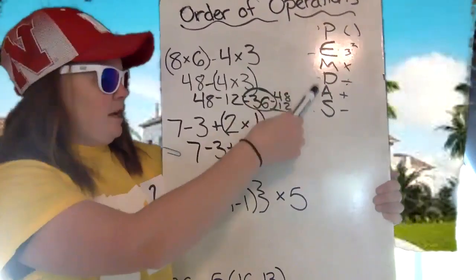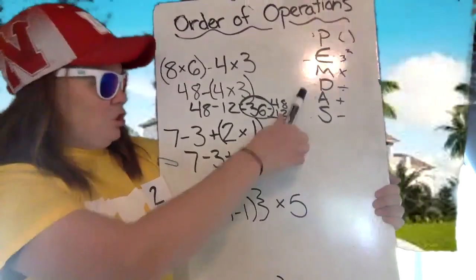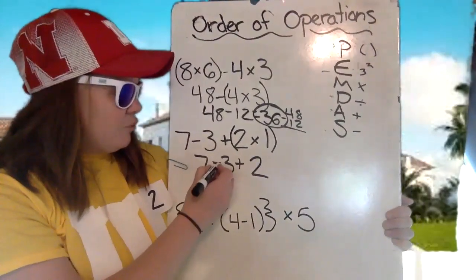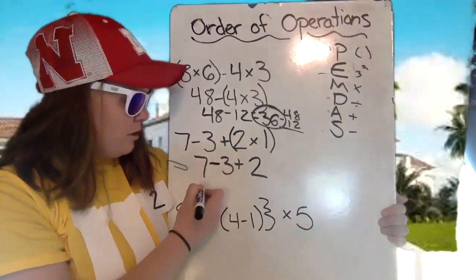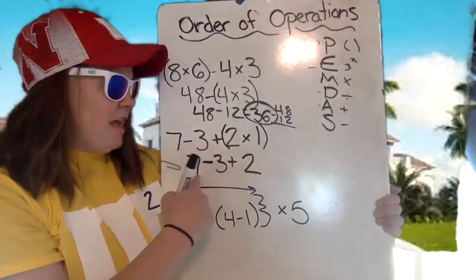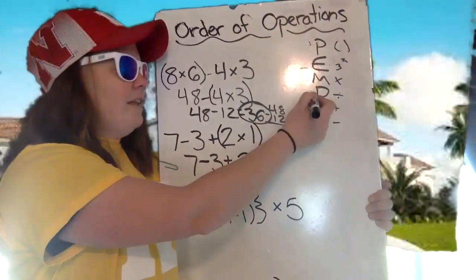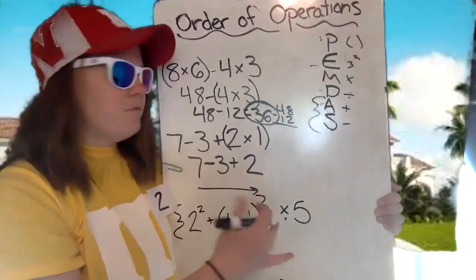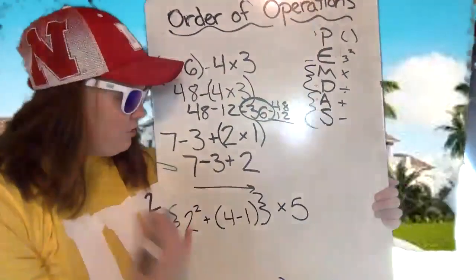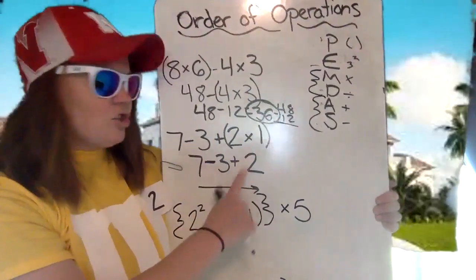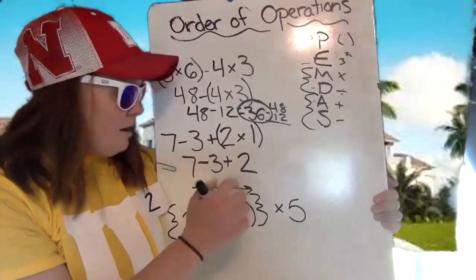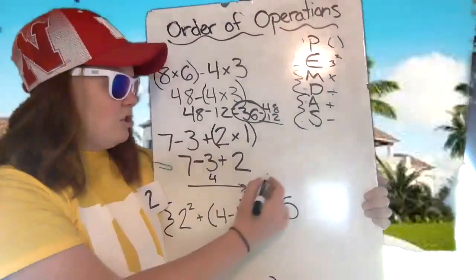All right, do we have any multiplication or division left? Nope, but we do have addition and subtraction. Now, here's where I was saying before. All we have left is adding and subtracting. So that means we have to go in order from left to right. We do not do 3 plus 2 first and then do that minus 7. If all you have left is addition and subtraction, you go from left to right. Same thing, if all you have left is multiplication and division, you go from left to right. So since all we have left is subtraction and addition, we're going to go from left to right. So we do 7 minus 3 first, which is 4, and then do 4 plus 2, which is 6.